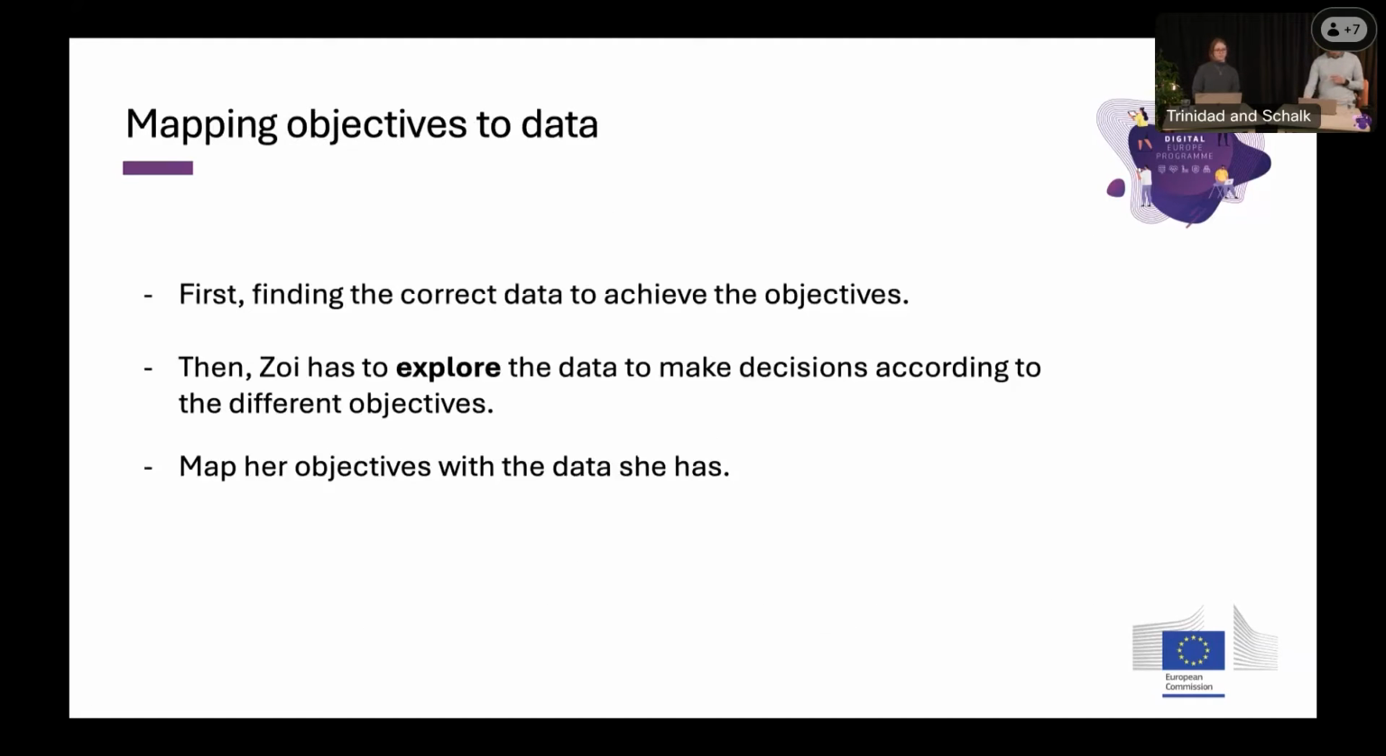All right, so let's have a closer look at that. So what is the process that Zoe and her team probably would have followed that people can repeat when they actually have to find the correct data sets? Yeah, exactly. So first of all, they need to find a correct set of data, right, to achieve these objectives. Then Zoe has to explore the data to make decisions, to have a look how the data looks, what information the data contains, etc. And then we map the objectives with the data to get insights of the data.